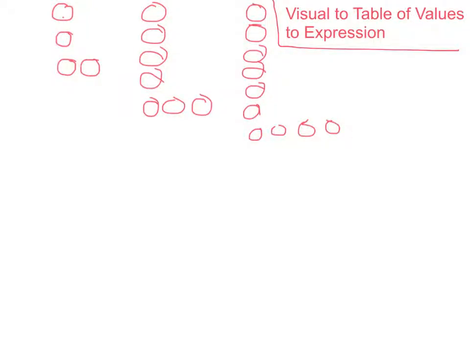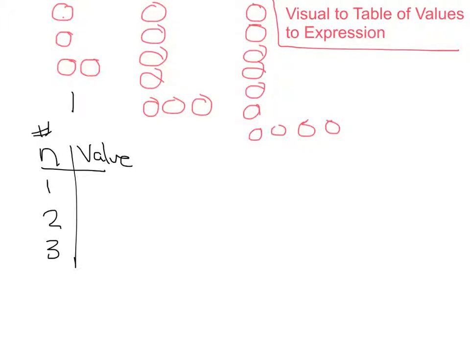Alright, so we're going to start with our visual pattern and how do we turn it into an expression. Several different ways, starting first with the table values. So we have our input and our output, or your term number and term value. You have your first term, your second term, and your third term.